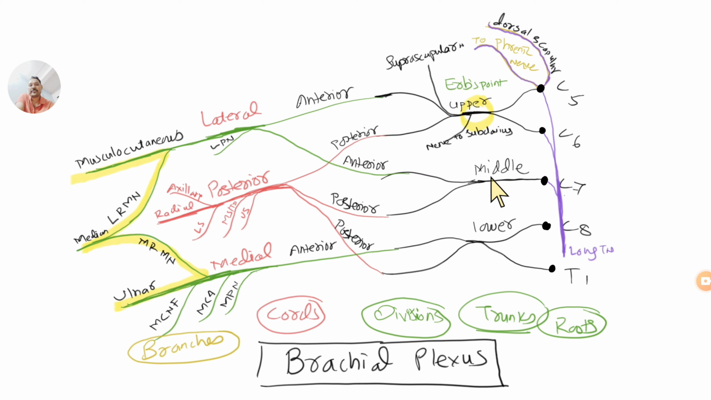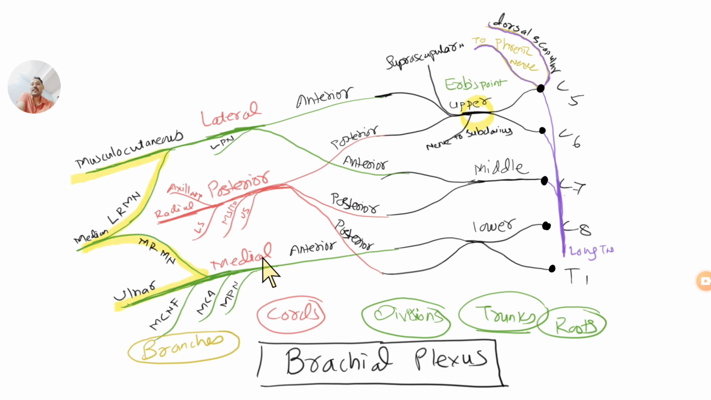Likewise, here we have three trunks, and here you have three cords, but the names are different: lateral cord, posterior cord, and medial cord. The lateral cord is formed by the anterior divisions of the upper and middle trunk. The anterior division of the lower trunk continues and contributes to the medial cord.